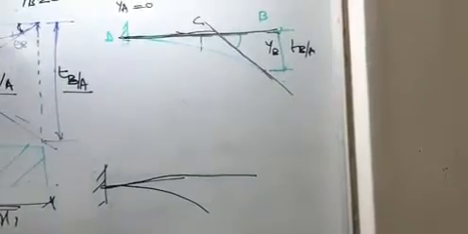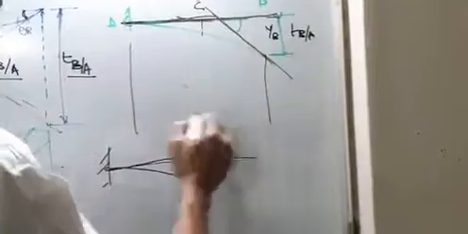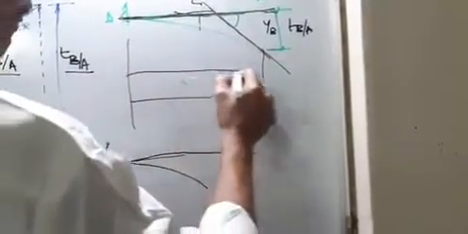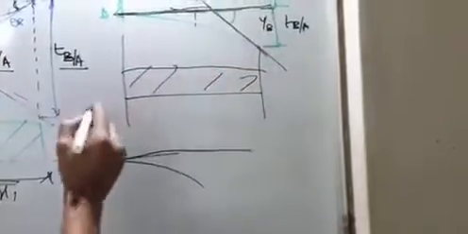Okay. Now, assume again that this is some M by EI diagram between these two points.